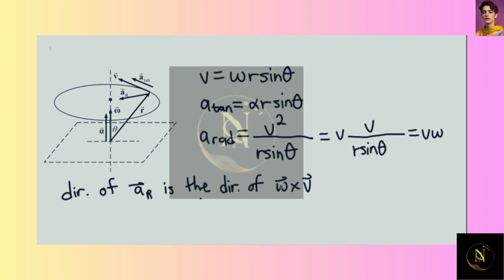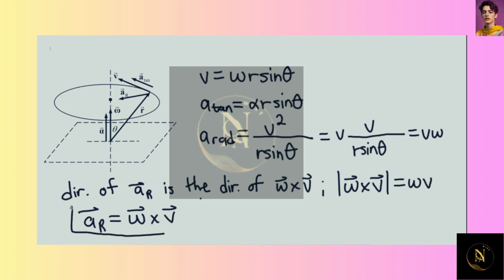Also, because the linear velocity vector and the angular velocity vector are perpendicular, the magnitude of the cross product between the angular velocity vector and the linear velocity vector is equal to the magnitude of the angular velocity multiplied by the magnitude of the linear velocity. And so we can say that the radial acceleration vector is equal to the cross product between the angular velocity vector and the linear velocity vector. This proves the relationship for the radial acceleration.